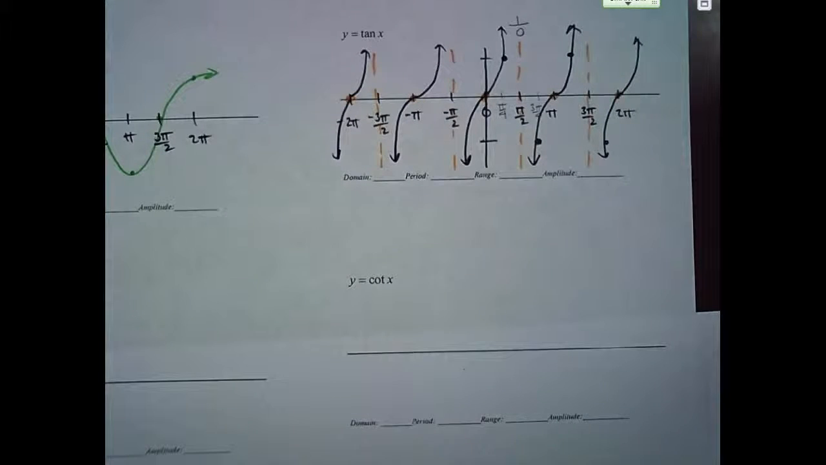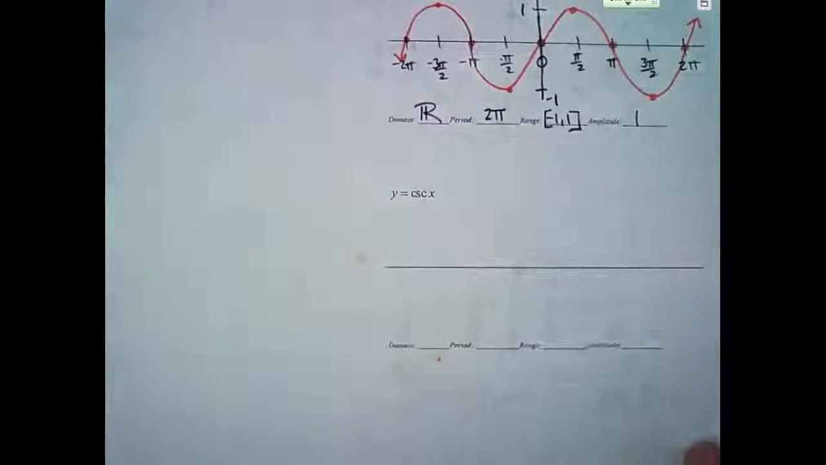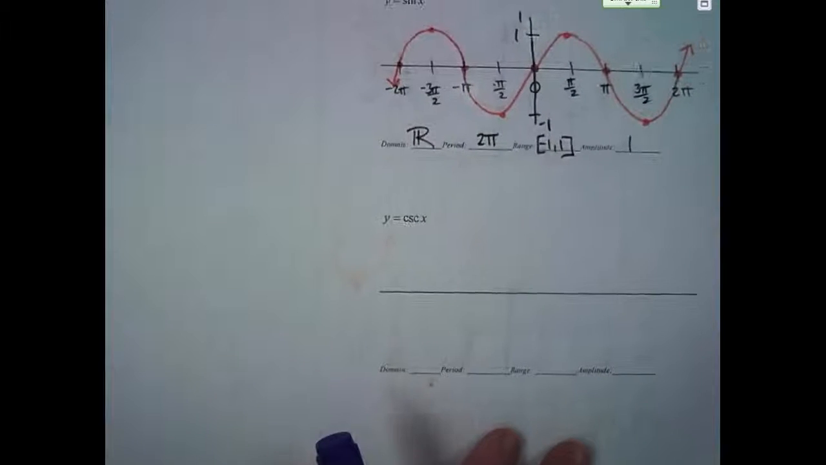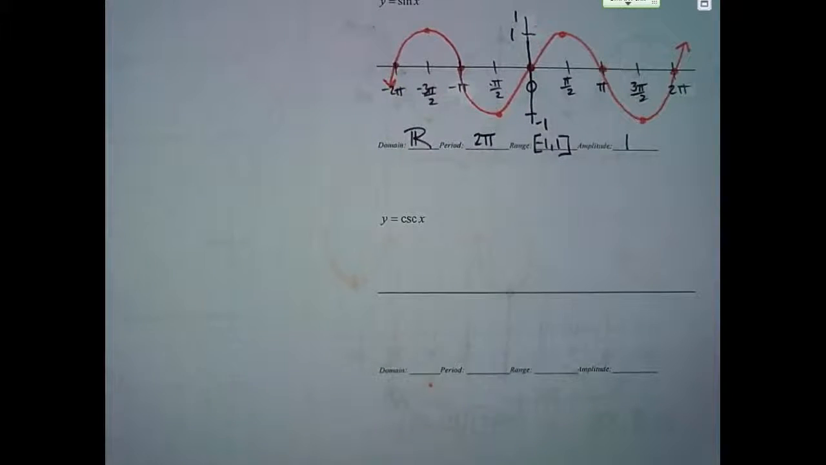Now then, we're going to change gears. Go back and find, what do we got first? Sine and cosine? Okay, go back and find your sine graph. That's what we graphed, correct? I realized I forgot to fill in domain and range on tangent. I'll do that in a second.